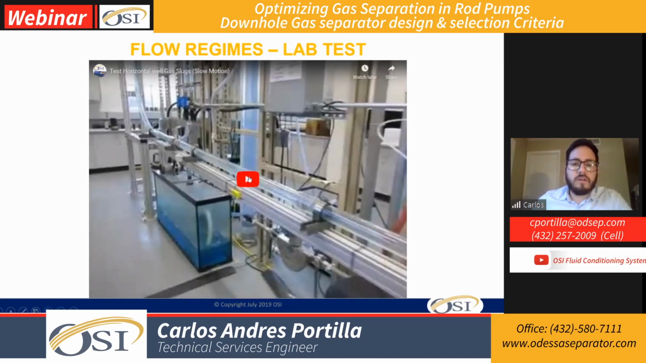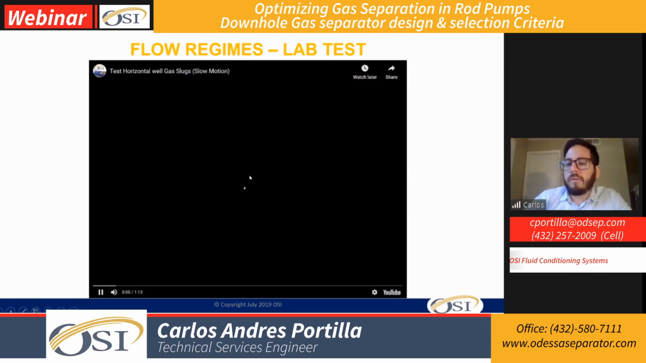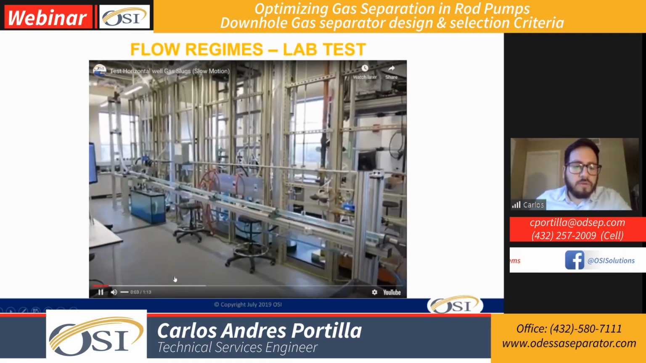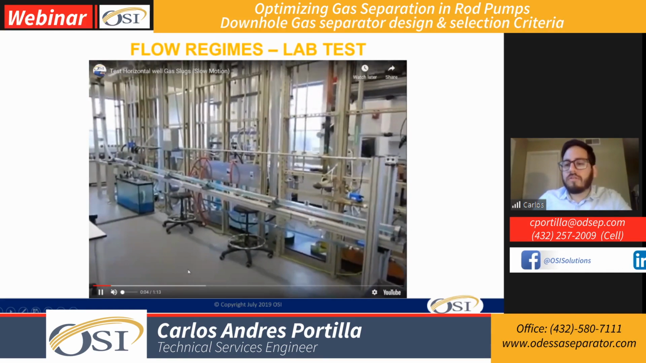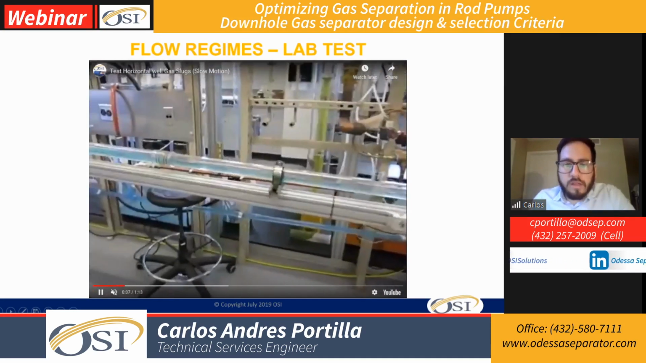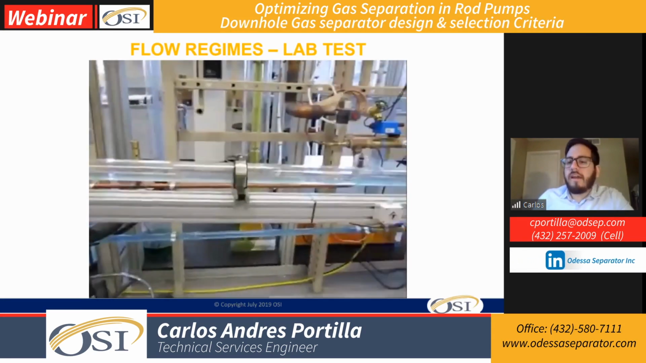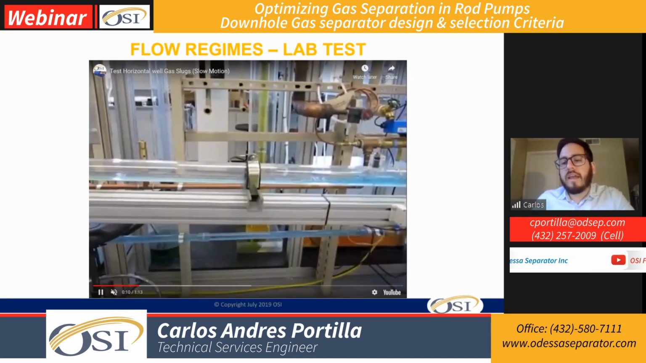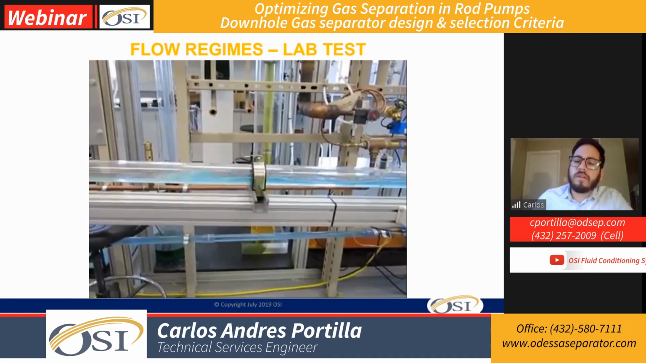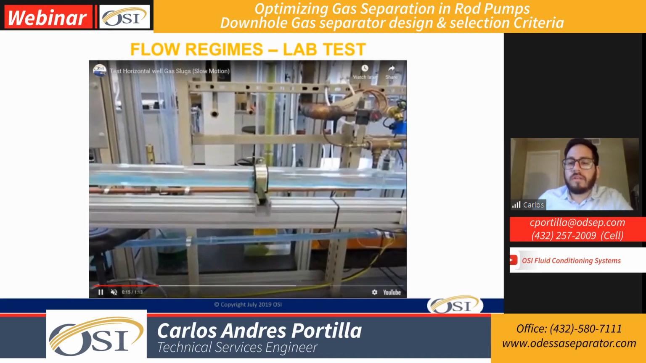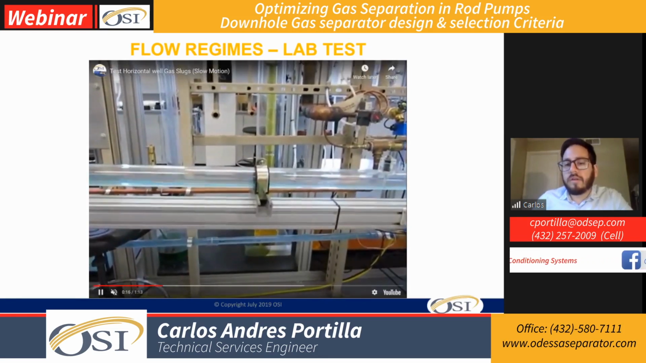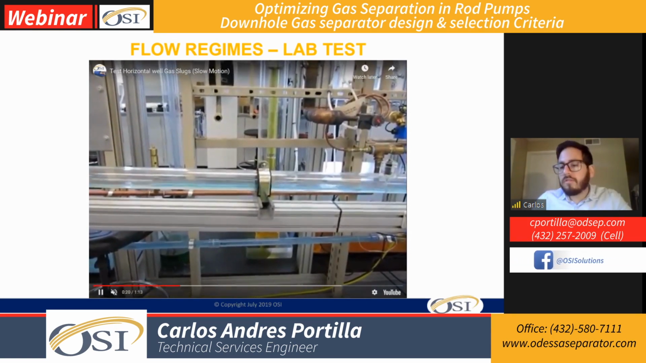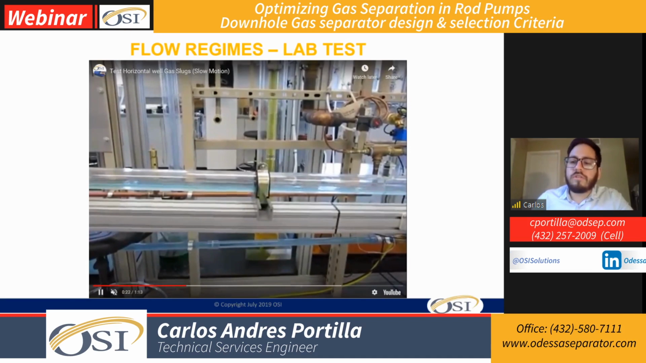We showed this video in the previous webinar for ESP gas separation. What we want to show you here is how the horizontal zone works. By gravity, we have two phases here: the gas on top of the wellbore and the liquid at the bottom, and the gas, because it has a higher mobility, will be pushing that fluid into the toe of the well.